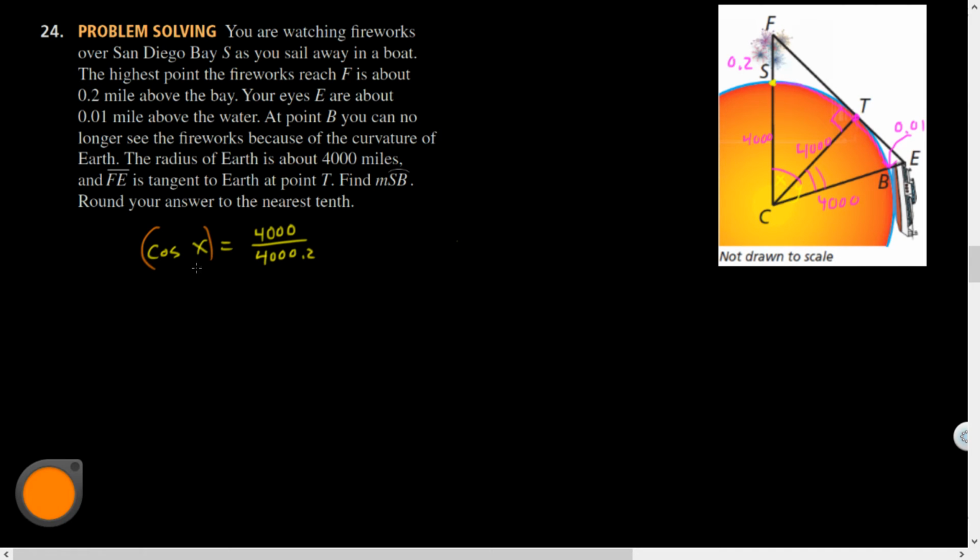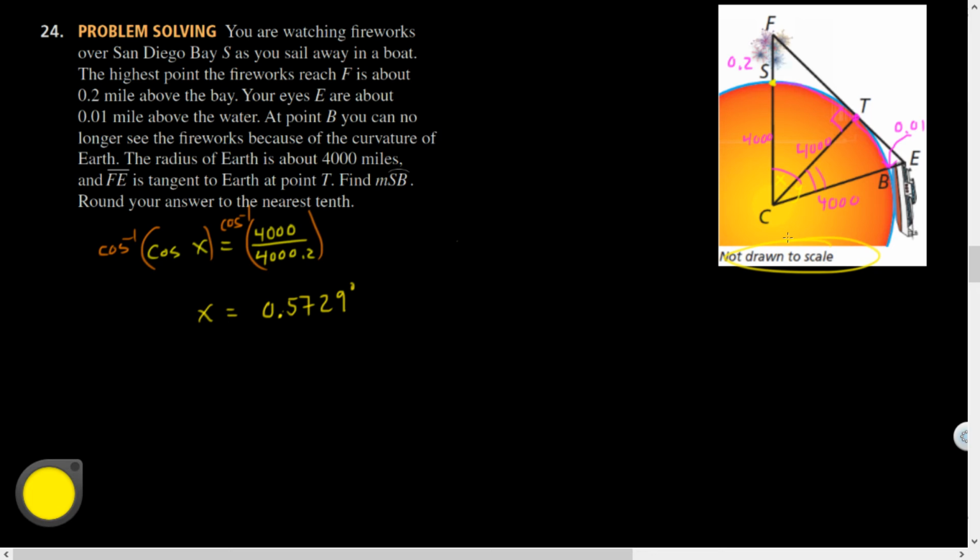You guys remember this? It's come back to haunt us. We buried trigonometry in the center of the Earth, but it somehow found its way back. So I'm going to take the cosine inverse of 4,000 over 4,000.2, close parentheses. I wonder if my calculator is even going to handle this that well. And I got x is equal to 0.5729 degrees.